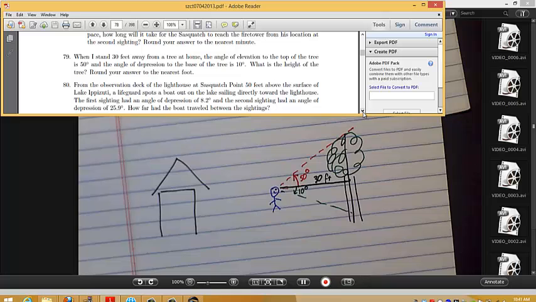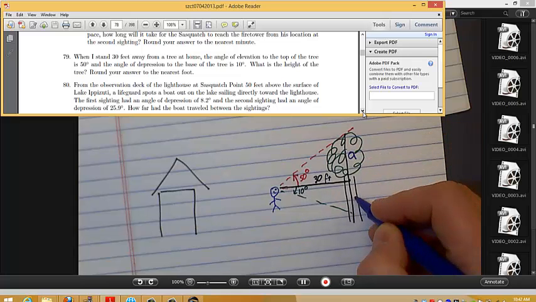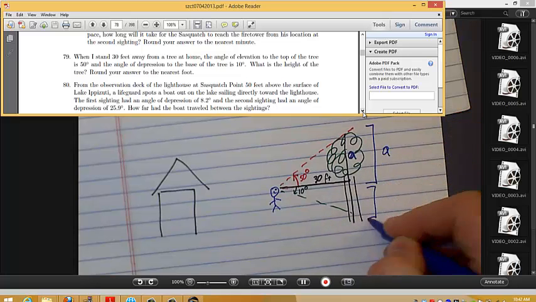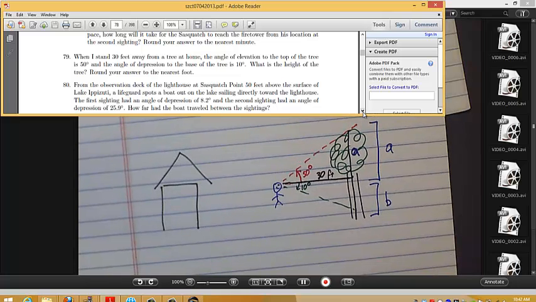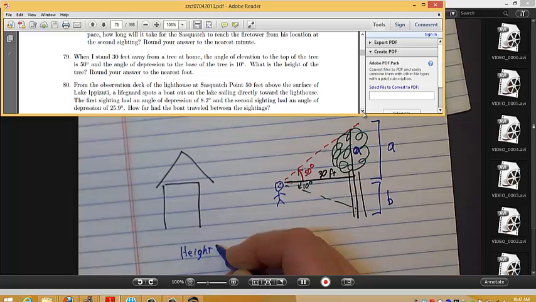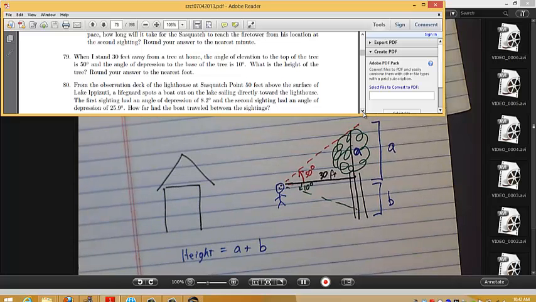So how do I get the height of the tree? Well, from here to here, I'm going to call that segment A, and from here to here, I'm going to call that segment B. Okay? And so if I want the height, I just have to add A and B. And I think that A and B we can get using trigonometry. Right? So in order to do that, I need to write down a trig equation. So let's go for A first. What trig function do you think I want to use here?